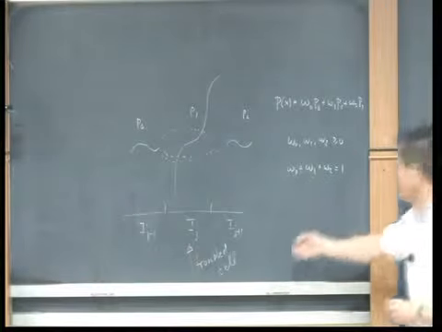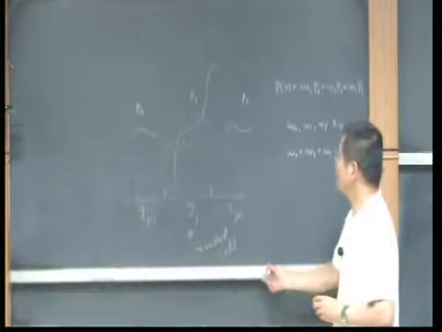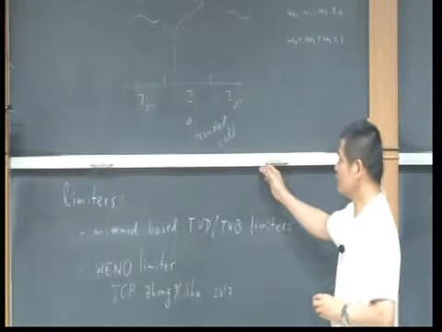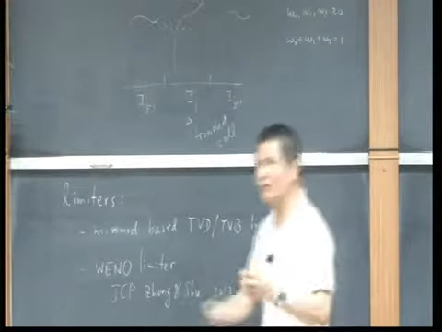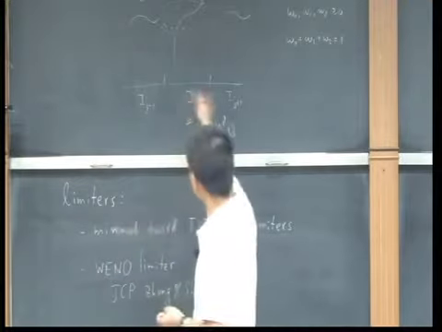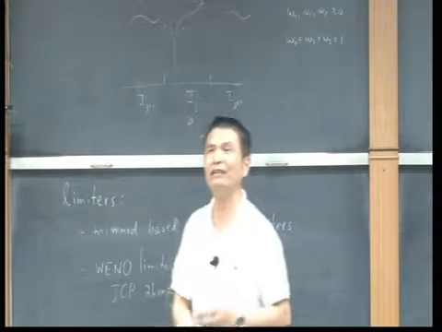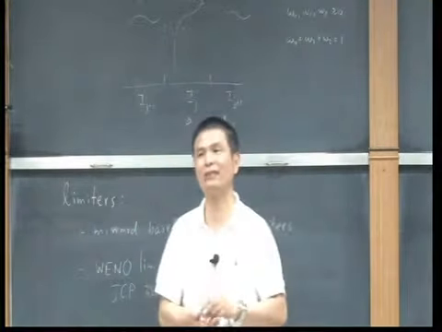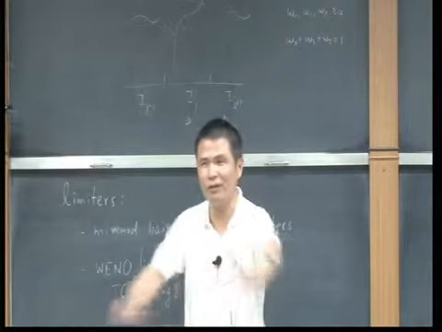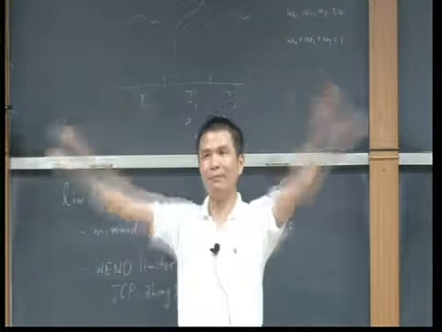You can see this paper. It's a JCP paper of Zhong and Shu, and there's a follow-up paper also for triangles. You can see this type of limiter's best advantage would be on an unstructured mesh, because on an unstructured mesh, this uses only neighbors.